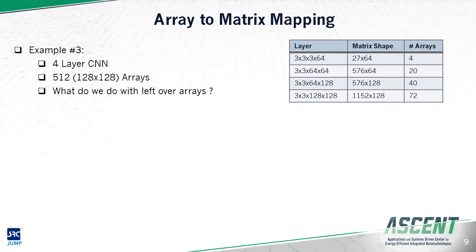Next, in example 3, we'll go over a larger example. We'll be mapping a 4-layer CNN to 512 128 by 128 arrays. In the table on the right, we show the shape of each layer in our CNN and the total number of arrays required to store it. But we note that none of these layers requires 512 arrays. In fact, they require significantly less. So what do we do with the leftover arrays?